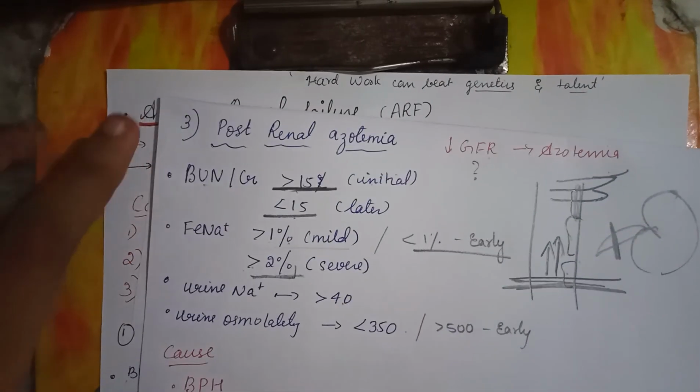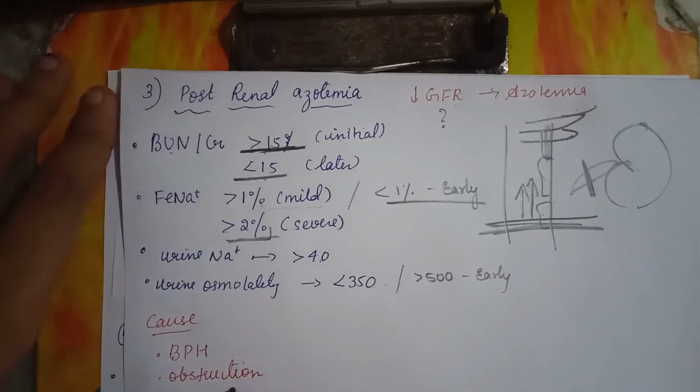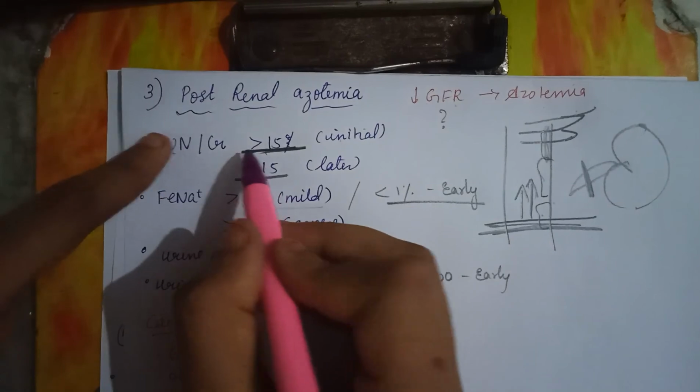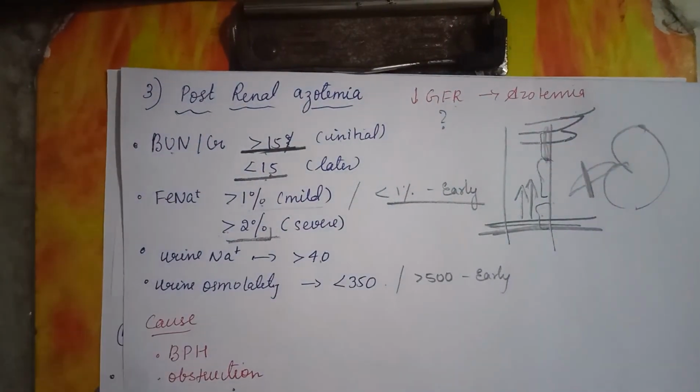That's it. And you have to remember the main cause for this can be BPH or obstruction. This is very high yielding and very important to remember that initially it is more than 15 followed by less than 15. That's it. Thank you.